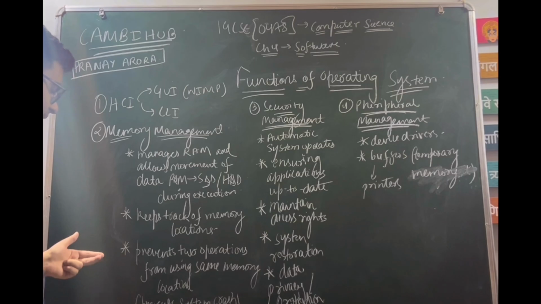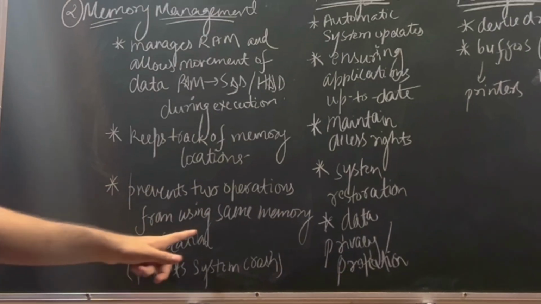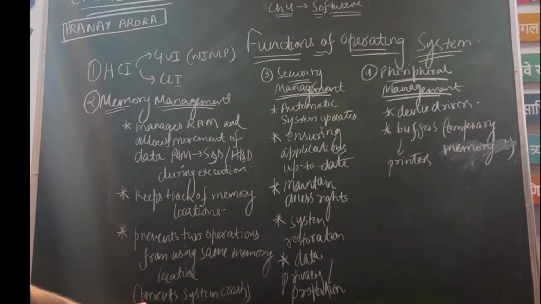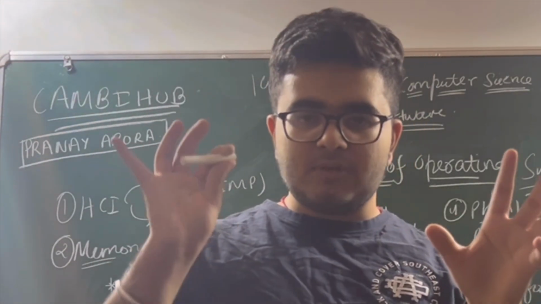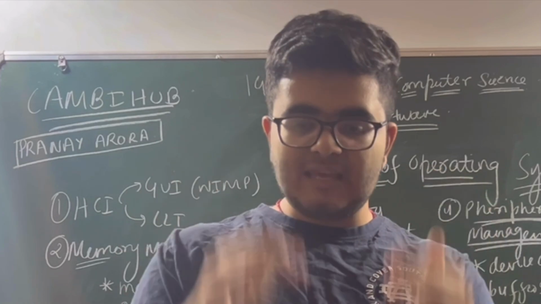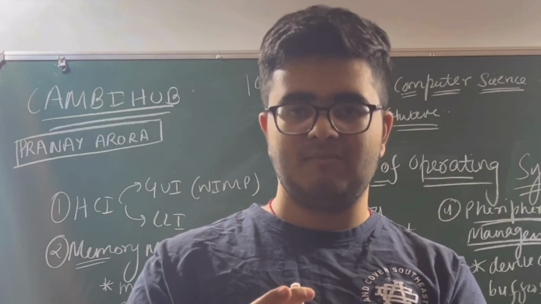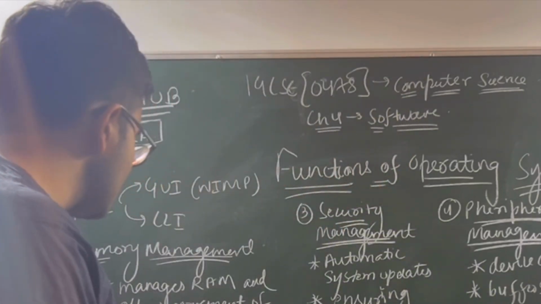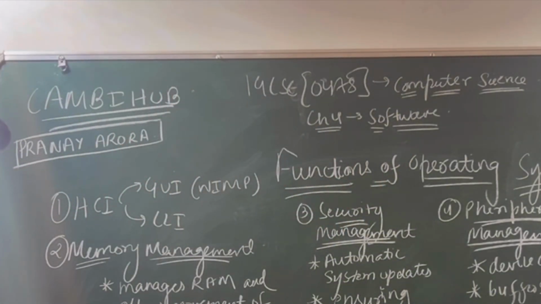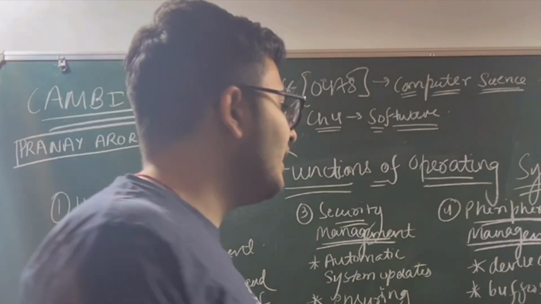Third, it prevents two operations from using the same memory location, which prevents system crash, right? There's a process A, there's a process B. If both of them use the same memory location of the RAM at the same time, this will cause the system to crash. So memory management also prevents that, by preventing two operations from using the same memory location at the same time, right?